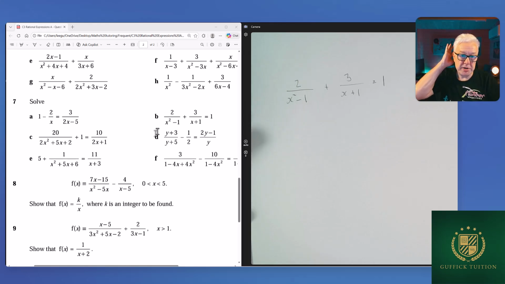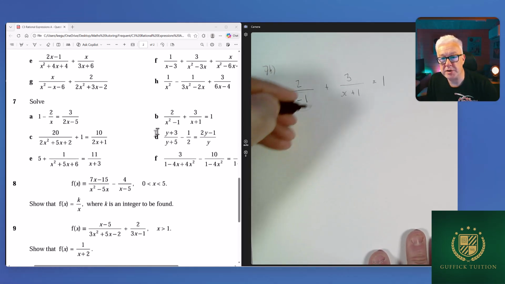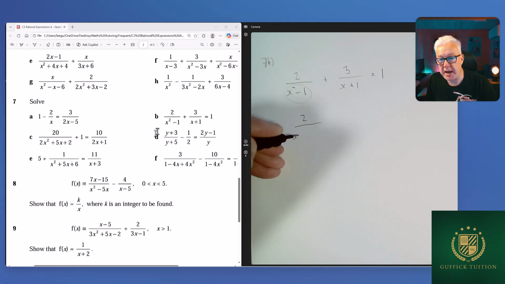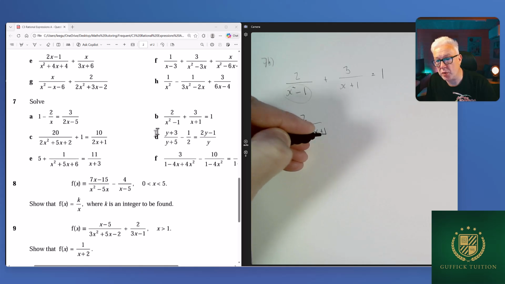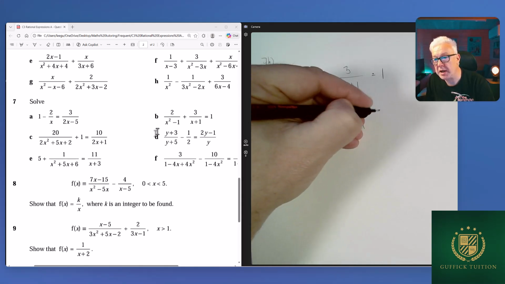Now the first thing to notice in this 7b is that this is the difference of two squares here. So this can be thought of, or rewritten as, 2 over (x minus 1)(x plus 1) plus 3 over x plus 1 equals 1.